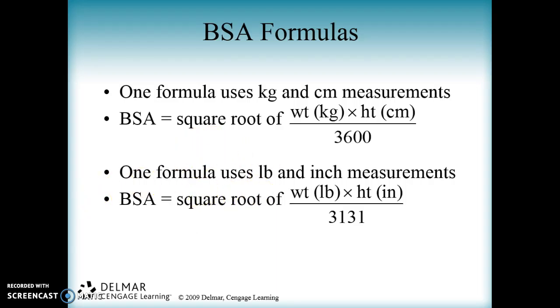And then once you know what the patient's BSA is, you will use that to calculate the dose based on whatever the label says. So you'll again go back and look at the dosage range and see what it says, and then you'll just multiply that times this BSA that you calculated.